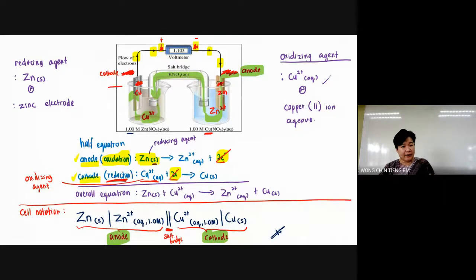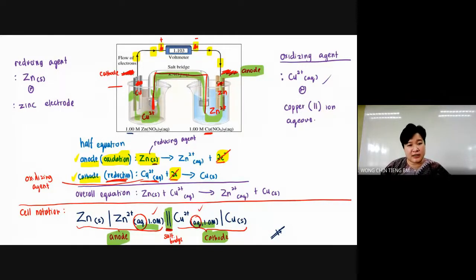Dan yang kedua, orang yang duduk di sebelah salt bridge, orang yang duduk kiri kanan salt bridge, mesti adalah electrolytes-nya. Mesti adalah solution. Sama ada aqueous atau liquid. Okay? Alright. Dia mesti adalah your solution. Kalau duduk sebelah salt bridge, nampak tak salt bridge terendam kat mana? Salt bridge terendam dalam electrolyte, nampak? So dia mesti adalah electrolytes kiri kanan kamu. Electrolytes anode, electrolytes cathode. Okay?